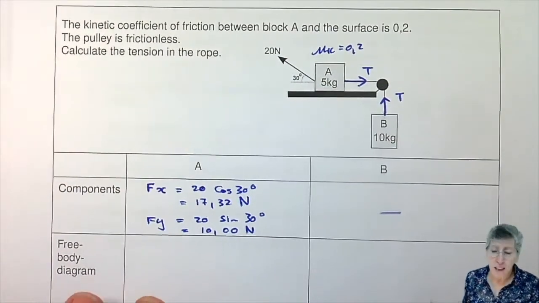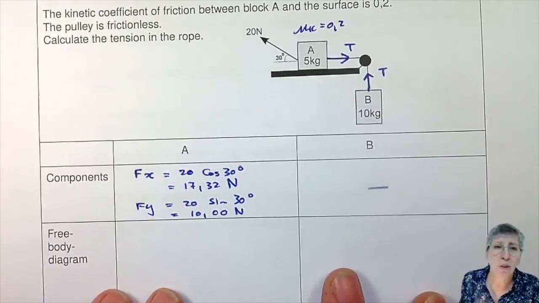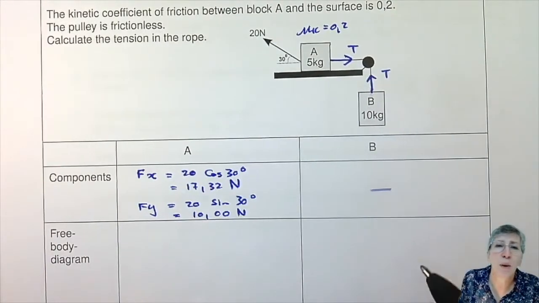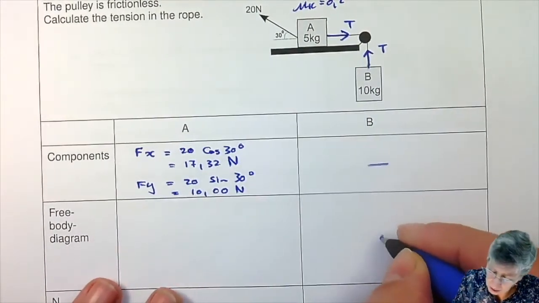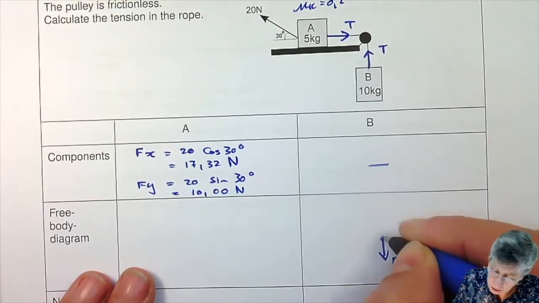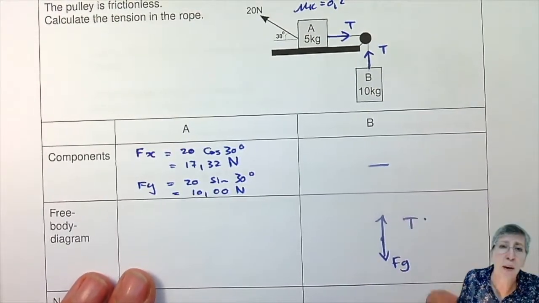Right, I hope you've done that. Let's just check if you are correct. Now we have to draw free body diagrams. Now for this one, it's easy. There will be gravity downwards and there will be tension in the rope upwards.